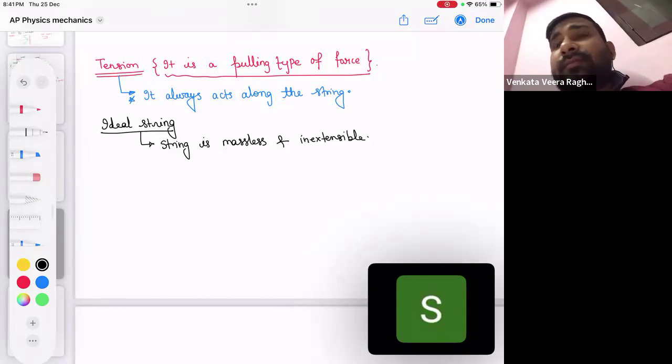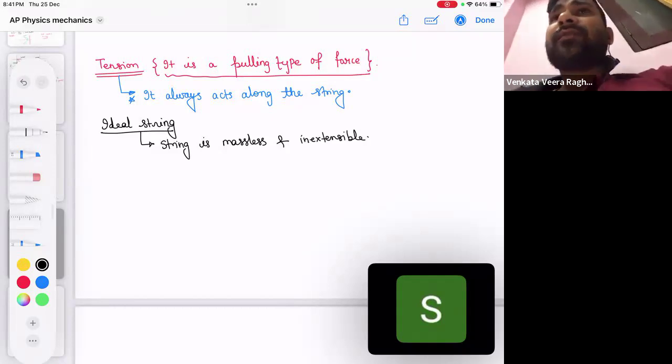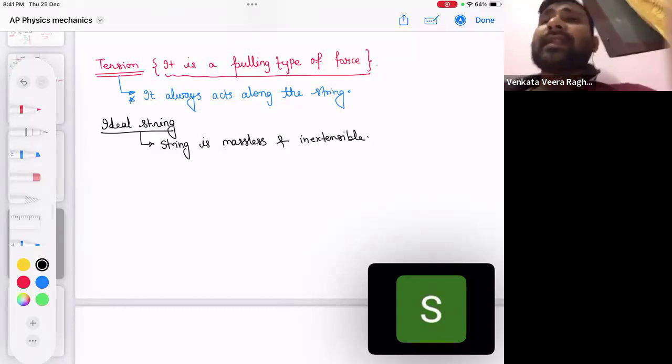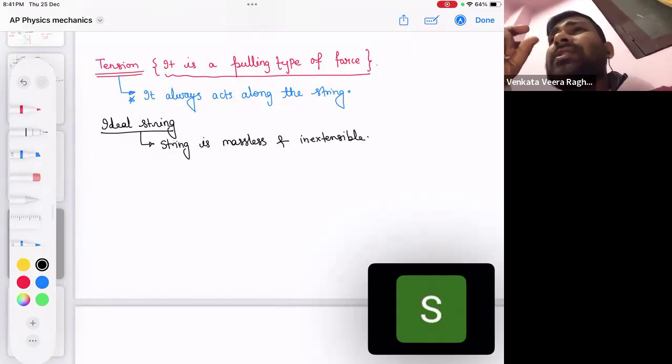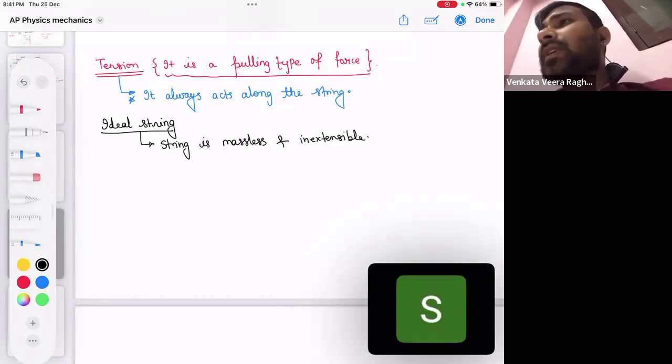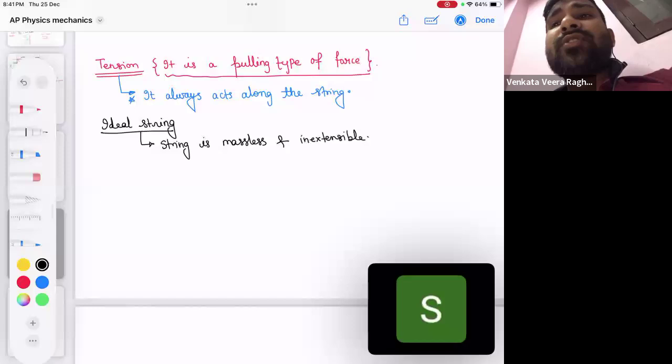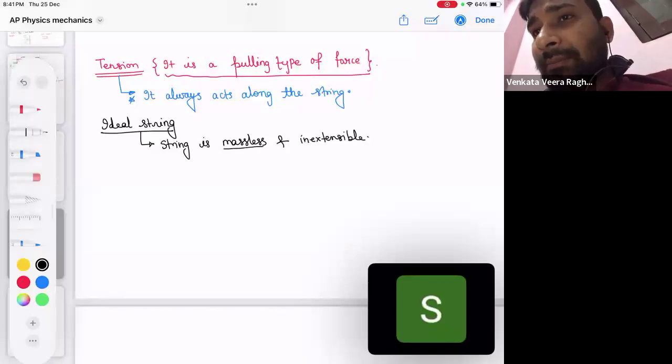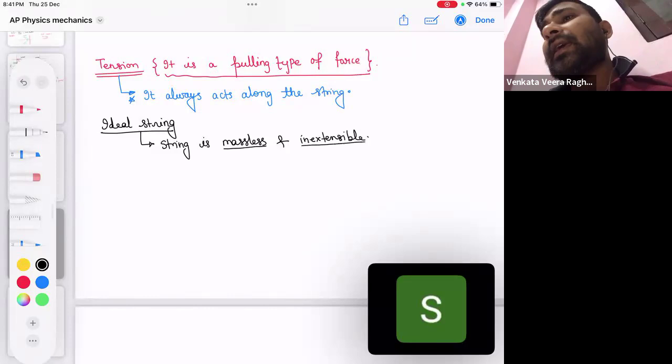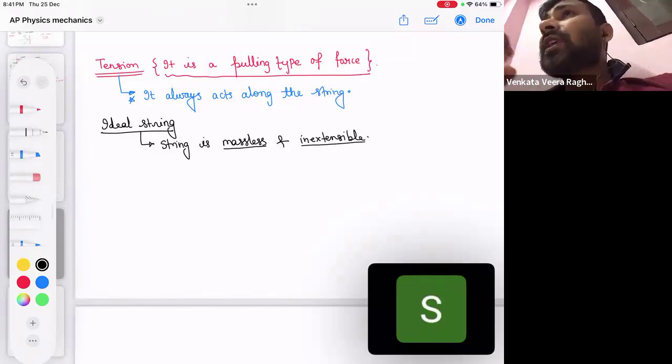And inextensible means what? Non-elastic. Generally, when we apply force on a string, whenever we hang an object with the help of a string, the string gets stretched. Its length changes. But here, what kind of string are we going to consider? Massless and inextensible. It means with the application of force, the string length is not going to change. But you will say, sir, again it is not possible. Yes, ideally it is not possible.